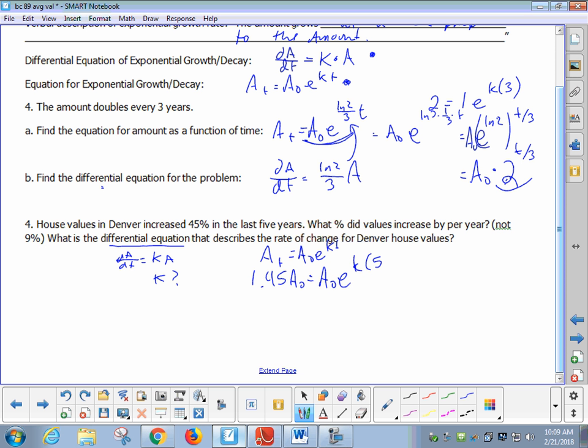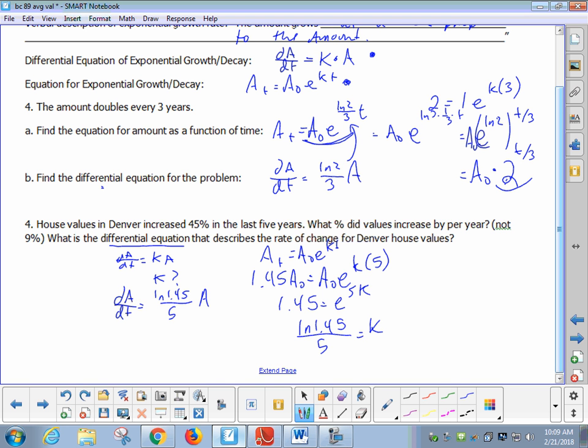after 5 years. Okay? So 1.45 equals e to the 5k. So natural log of 1.45 over 5 equals k. That allows me to solve the differential equation part of the question. dA/dt is natural log of 1.45 over 5 times the amount. Cool? What about the other questions?